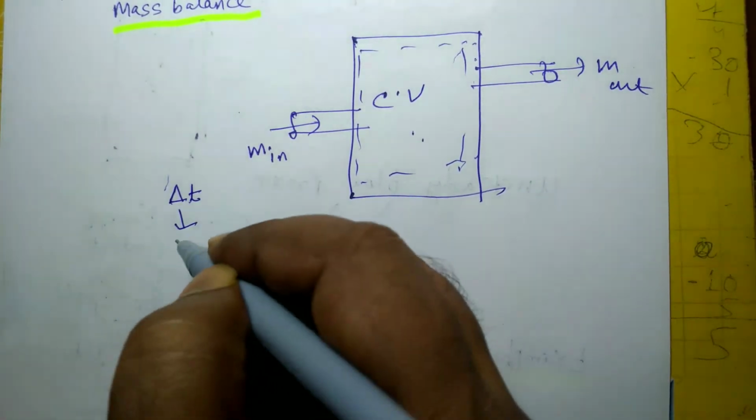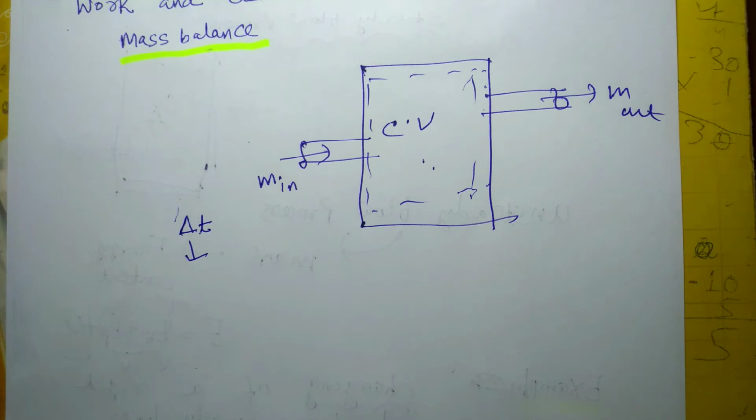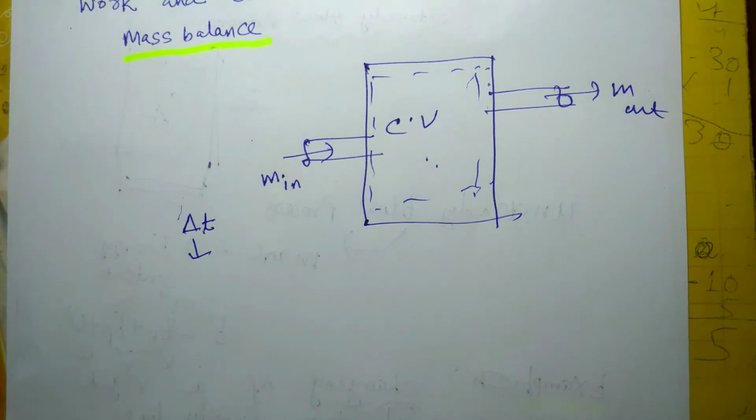For a finite period of time this unsteady flow process occurs, and once that period is over, that process is completed. That means the process finishes after a finite time period, suppose delta t. So that's why it is better to make an analysis over that finite period of time rather than per unit time period, as we do in case of steady flow process.